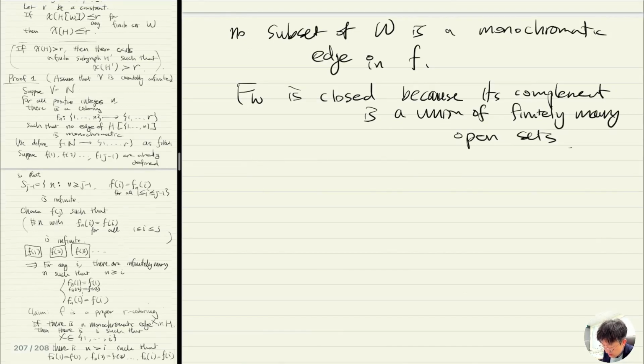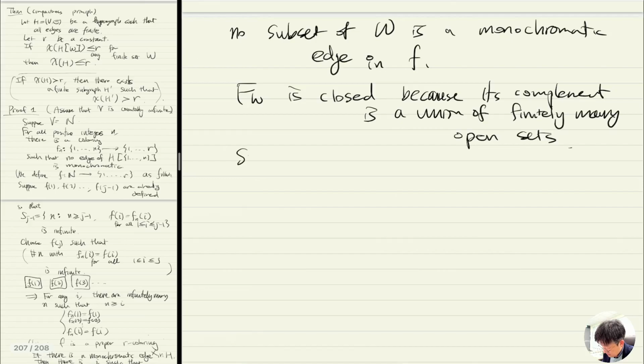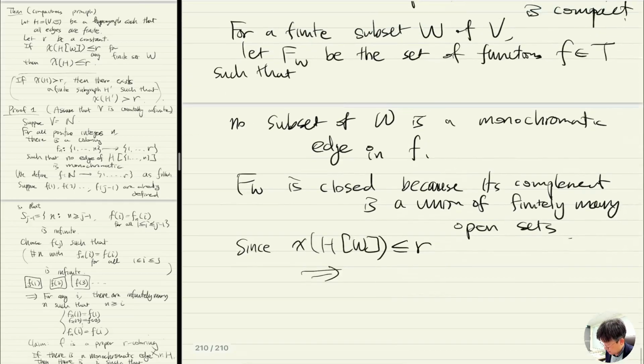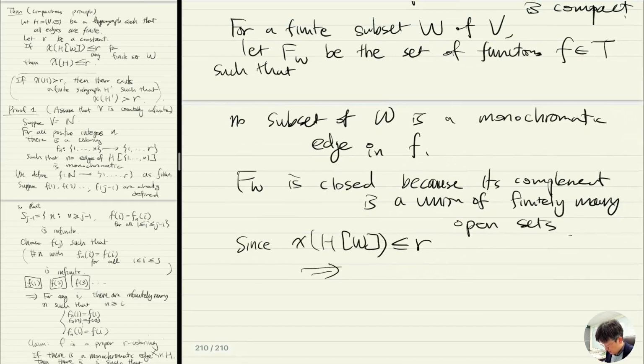Now we use the assumption, since chi of H_W is at most R. What does that mean? That means F_W is non-empty, right? There is at least one coloring where no edge is monochromatic.